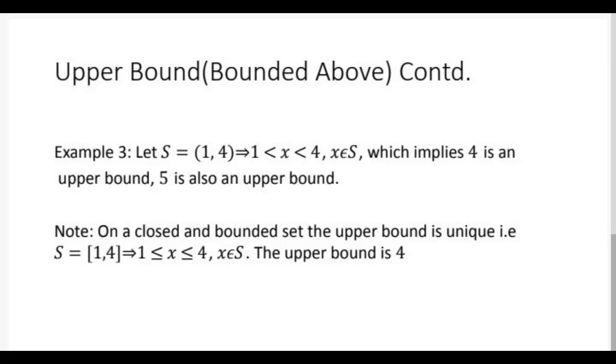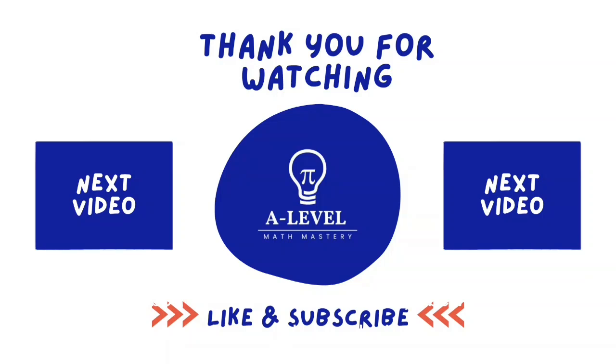In open intervals, like from 1 to 4 excluding the endpoints, there can be multiple upper bounds. But in closed and bounded intervals, like from 1 to 4 including the endpoints, the upper bound is unique. And that is the largest number in the set, which is 4. So remember, a set is bounded if it stays between some lower and upper limits.